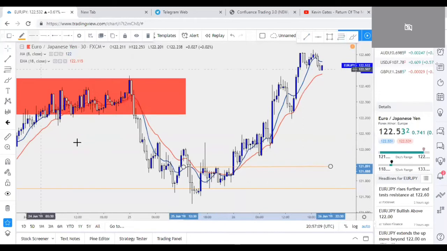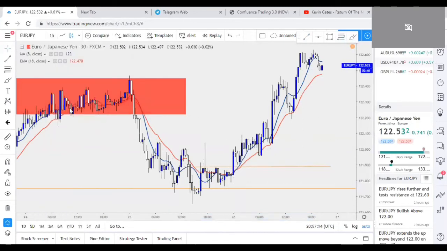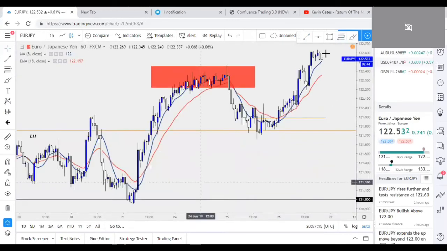So what I want to do is go back to my 1 hour time frame and see where I actually got that momentum cross. I'm going to mark that off so I understand where the market is at.